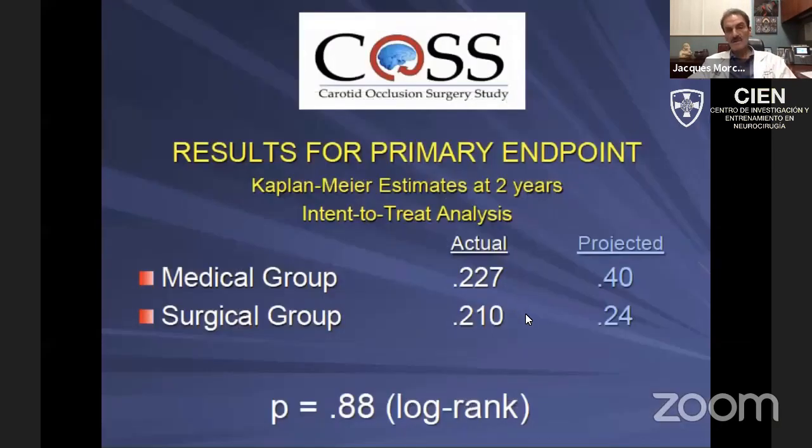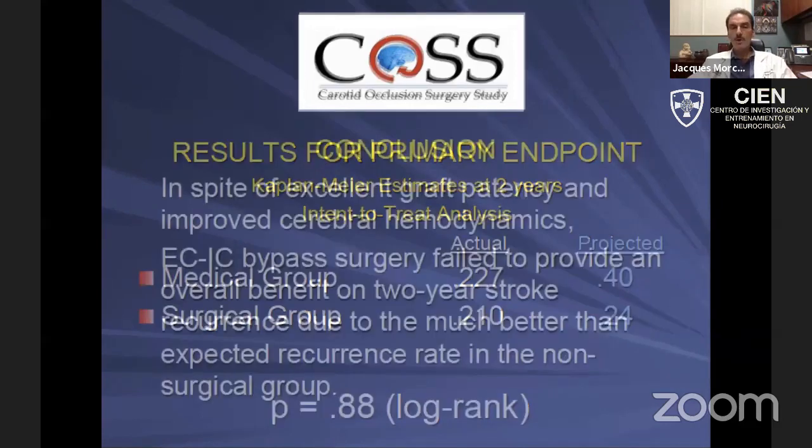Without going into the details of the study, if you are not familiar with it, it was stopped prematurely because the surgical group did not do better than the medical group. These were the actual stroke risks at 2 years, 22.7% in the medical group, 21% in the surgical group. Why did the trial fail? Because the projected number was 40% strokes at 2 years in the medical group, and it was half of that. It has been ascribed to many reasons, but particularly to the use of statins.